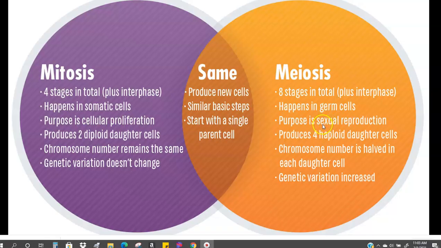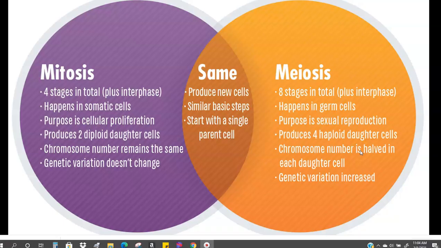The purpose of meiosis is sexual reproduction. So humans reproduce sexually, and in order to do that, we have to have these sex cells, gametes. The product of meiosis is 4 haploid cells. Haploid means that the daughter cells will have half of the normal chromosome number. So for humans, the normal chromosome number is 46, so each of the 4 daughter cells will have 23 chromosomes, half of the normal number. That's what haploid means. The chromosome number is halved.